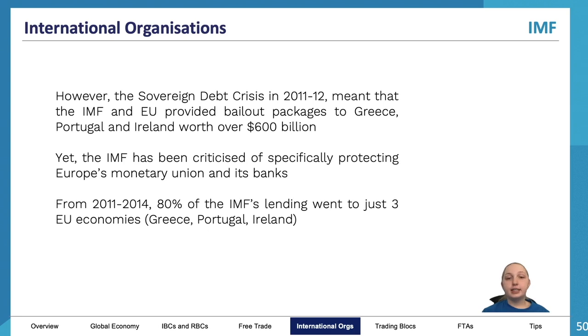But they've faced a lot of criticism of specifically protecting Europe's monetary union and its banks, and they faced some really big criticism about essentially favouring the European economies. So if you want to talk about that in your essays, a really important statistic to think about is that from 2011 to 2014, 80% of the IMF's lending went to just three EU economies: Greece, Portugal, Ireland. And when you consider the fact that they are fairly sustained or established economies, you can start to see where the criticism of favouring the European economies comes in.